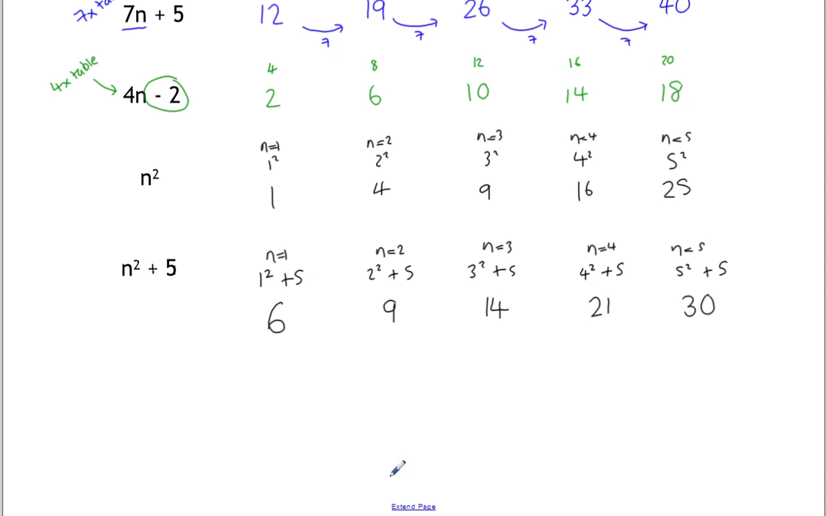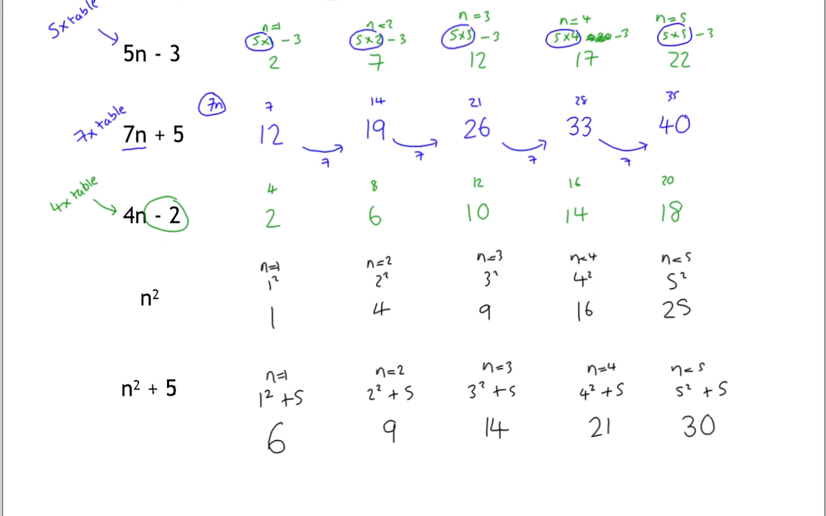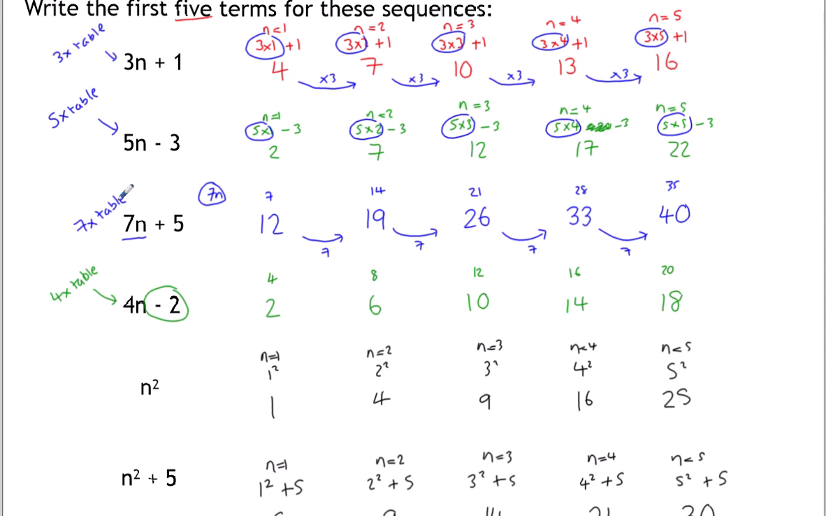Okay? So when it's got squared in, you'll have to work them out one by one. Okay, n equals 1, n equals 2, n equals 3. When it's got a number like these ones, you can just cheat and use your times tables and save yourself a bit of work. But if you want to, you can write it out fully like that.